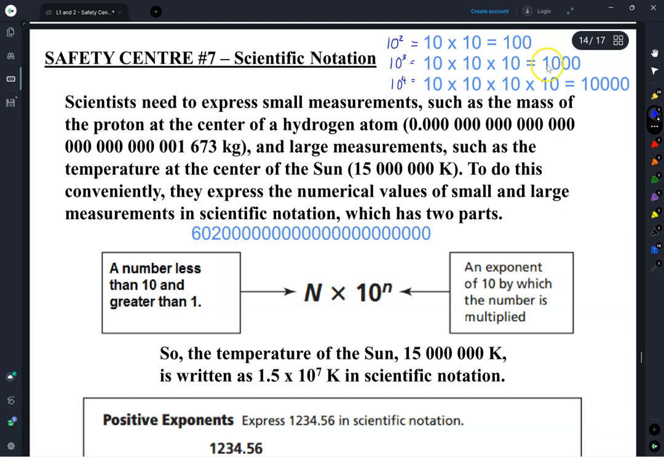So instead of writing out all these zeros, I can just use exponents to tell the reader how many zeros there are. 10 squared, 100. 10 cubed, 1000. 10 to the power of 4, 10,000. And that's how scientific notation works. By using exponents, I save myself the trouble of having to write out all these zeros.